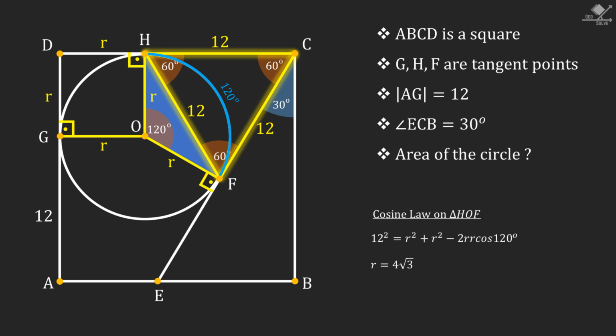And since we know the radius, we can calculate the area of the circle by pi r squared. So the area of the circle will be 48 pi. This will approximately be equal to 151 square units. And that will be our answer.